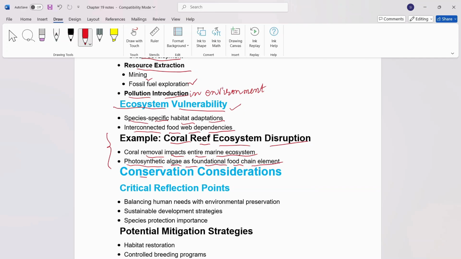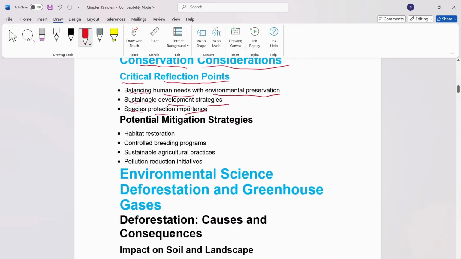Now let's talk about conservation considerations. Critical reflecting points: balancing human needs with environmental preservation, sustainable development strategies that we have to think for, species protection importance that we need to give. Alright, and form strategies accordingly.